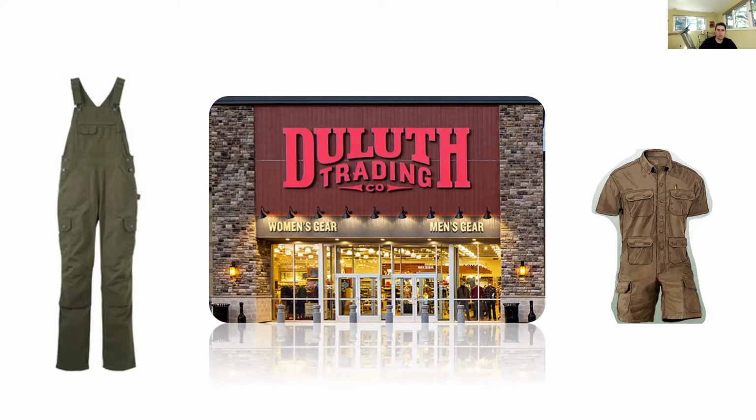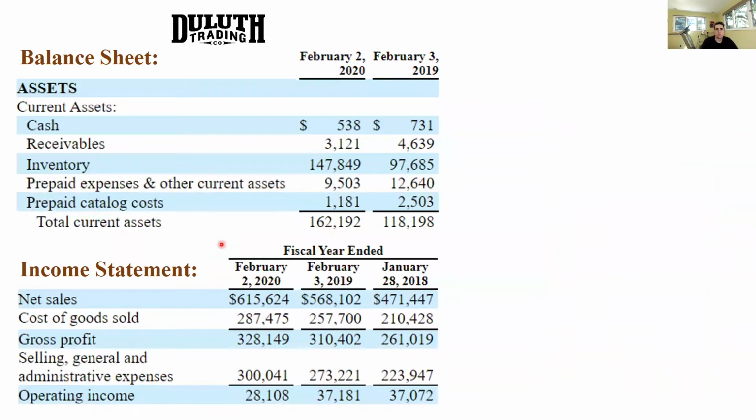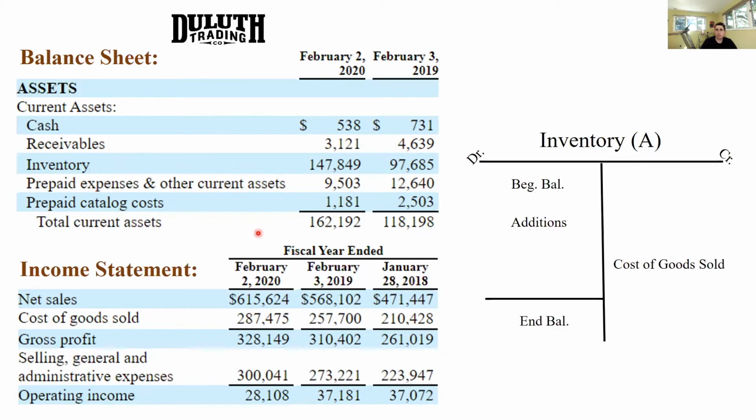And let me show you Duluth's financial statements, because Duluth is a public company. So you can find their financial statements on the SEC's website. And here I've pasted a portion of their balance sheet, the current assets portion, and a portion of their income statement, all the way down to operating income. And the task we're going to do is we're going to recreate the inventory account.